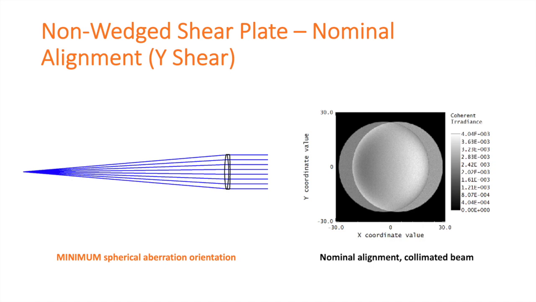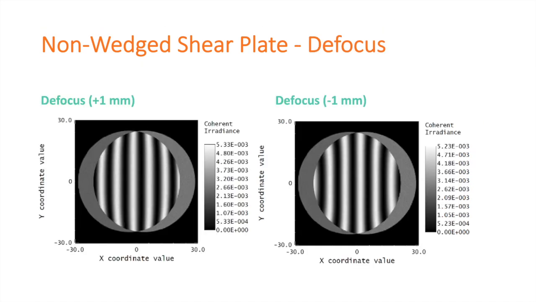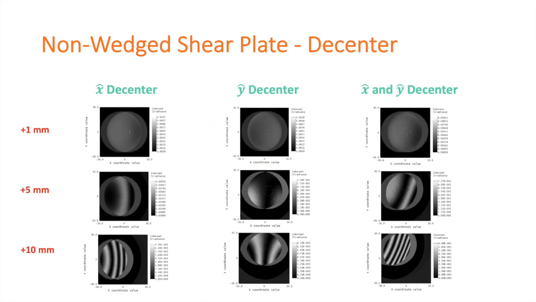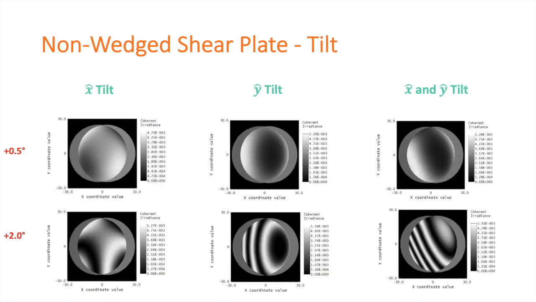We observe the correct behavior for a collimated system with the lens oriented for minimum spherical aberration, yielding a constant phase difference between the sheared beams. In contrast to the wedge shear plate, the non-wedge shear plate shows defocus, decenter, and tilt as straight fringes, the curvature of the fringes, and the ellipticity of the fringes, respectively. However, the magnitude and ratio of these aberration coefficients largely determines the prevalence of these features.